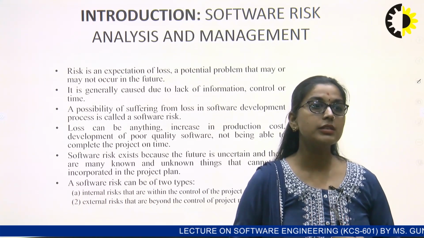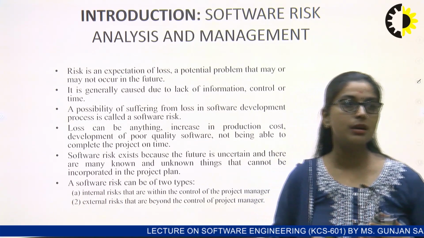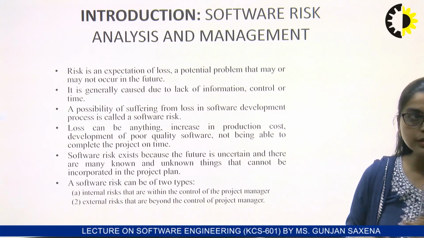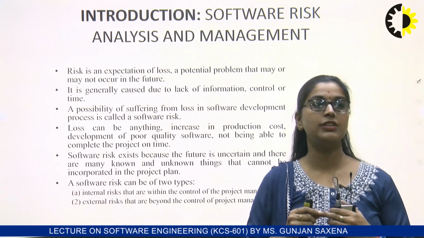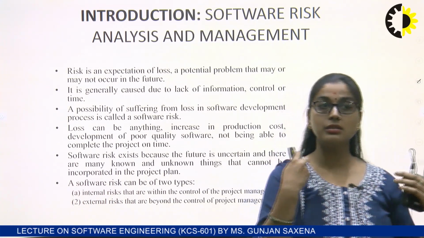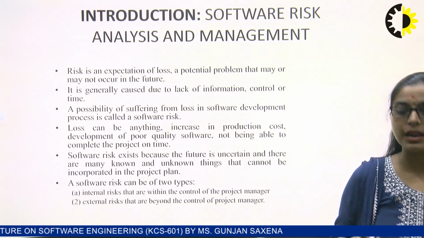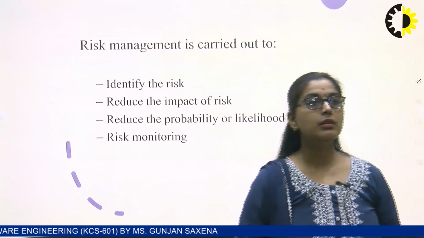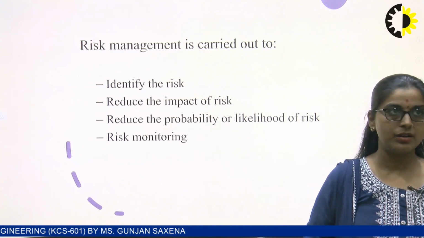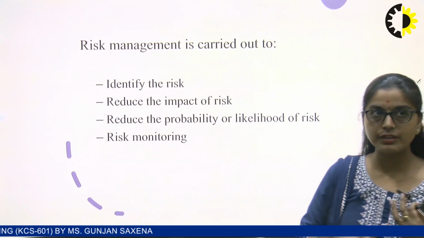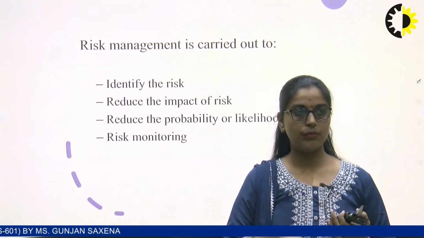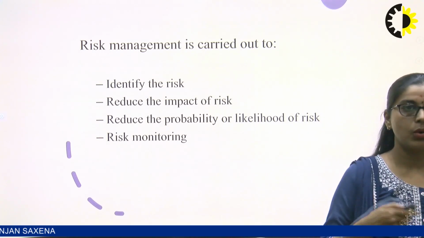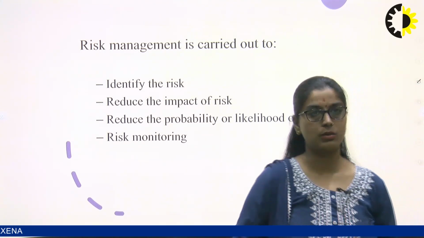Okay, software risk can be of two types. Maybe it is an internal risk, maybe an external risk. Internal risk is under the control of the project manager, and external risk is beyond the project manager; the project manager cannot do anything in between. Okay, how is risk management carried out? Firstly, we have to identify the risk, reduce the impact of the risk, reduce the likelihood of the risk, and continuously monitor this particular risk.